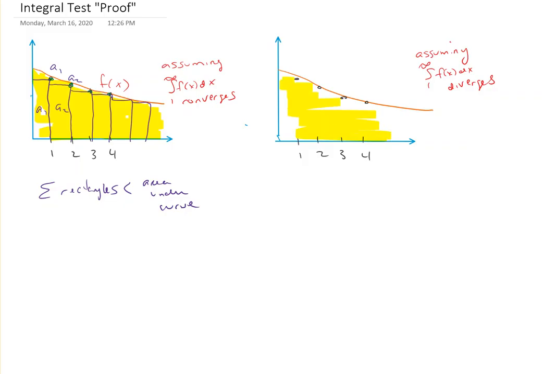Again, we have this area, and we know this diverges. This is going to infinity. This is getting really, really big. It's not getting to some number that we can see. It's going to keep on growing and growing.